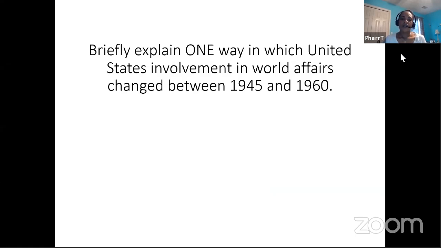And so we're going to go through each element, talk about it, and break it down one by one. In the first part, you're going to explain one way in which the United States involvement in world affairs changed from 1945 to 1960.